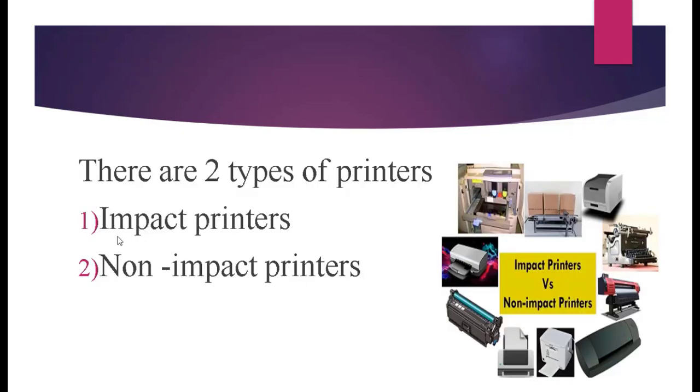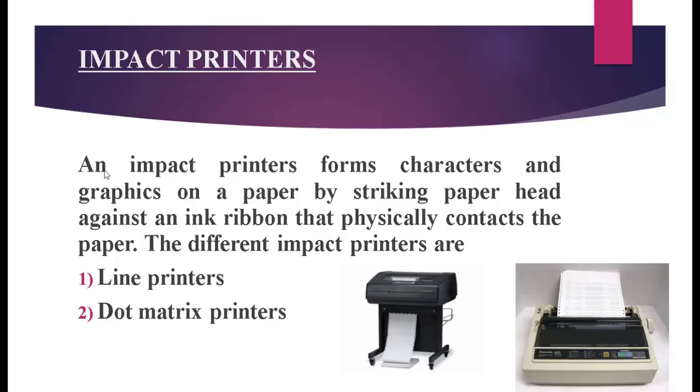There are 2 types of printers, that is impact printers and non-impact printers. Impact printers form characters and graphics on paper by striking a print head against an ink ribbon that physically contacts the paper. The different impact printers are line printers and dot matrix printers.